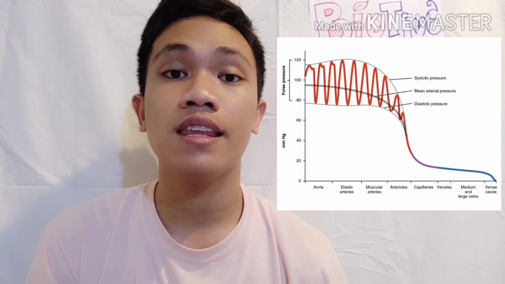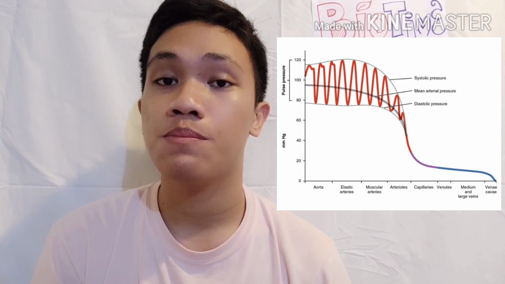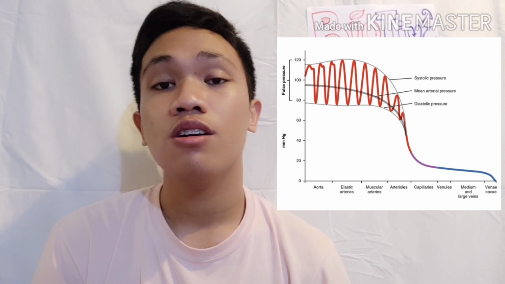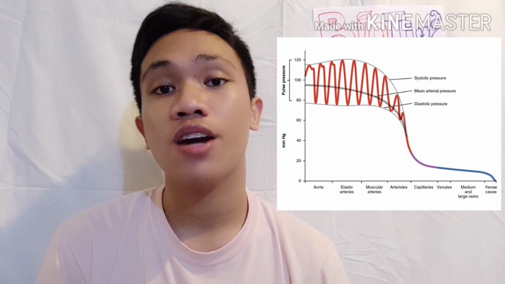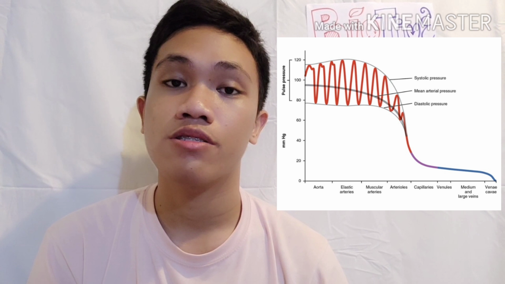We can also see in the graph the systolic and diastolic pressure of blood within the different types of blood vessels. Systolic pressure reflects the contraction of the ventricles, while the diastolic pressure is when ventricles relax.